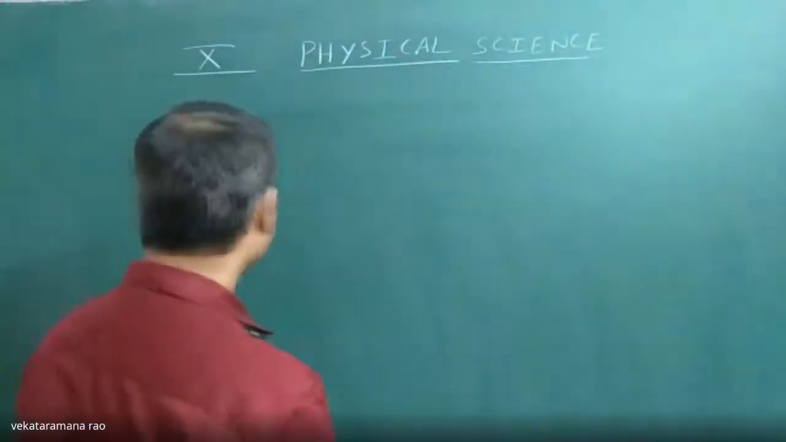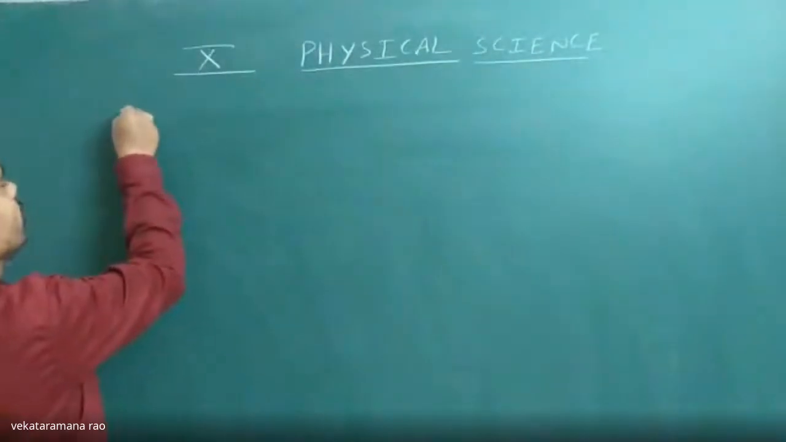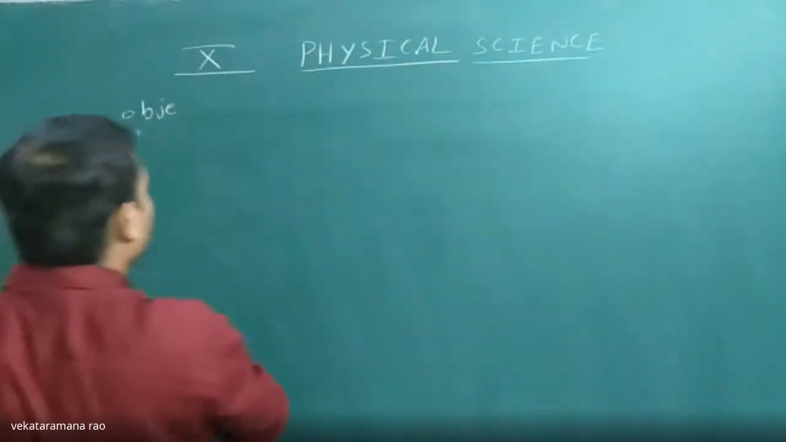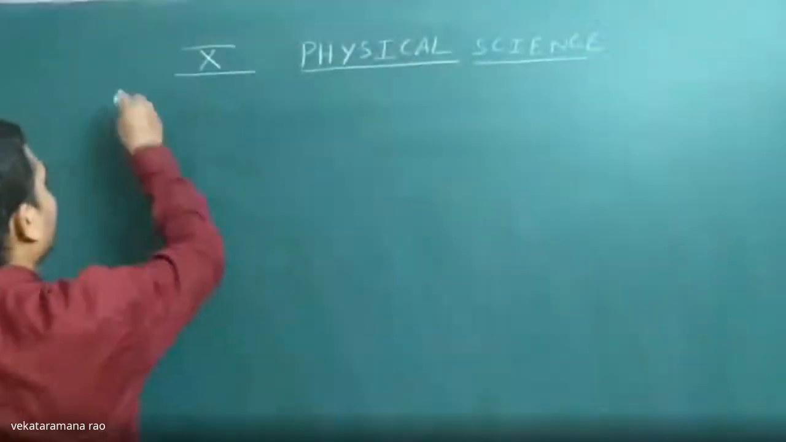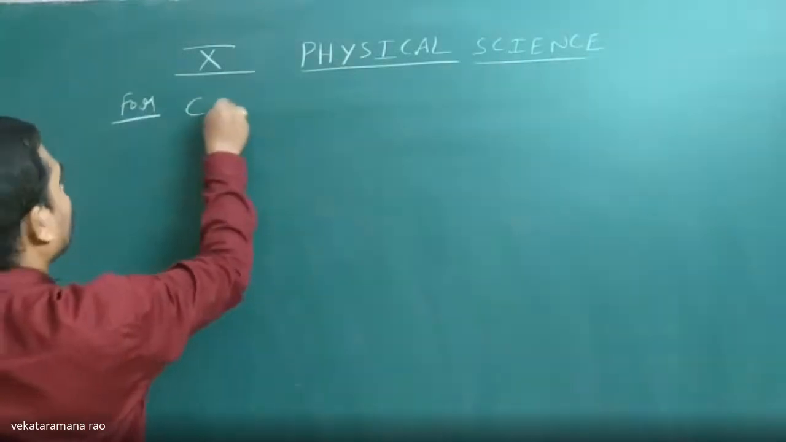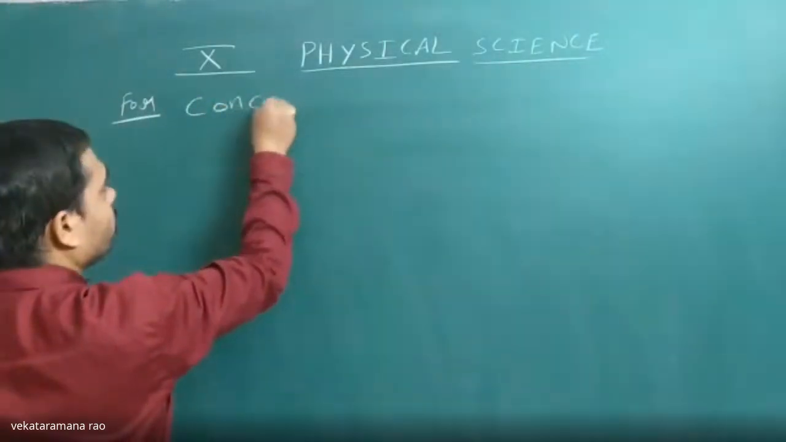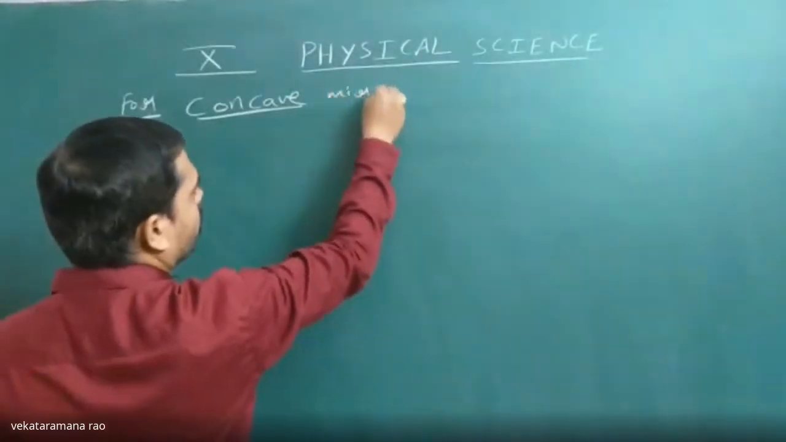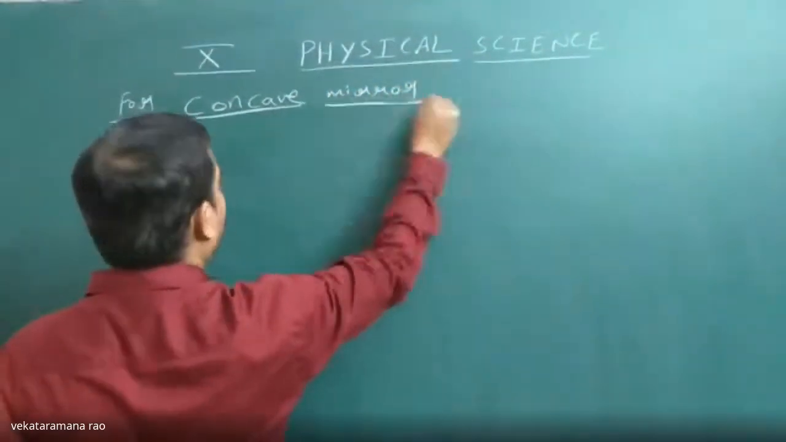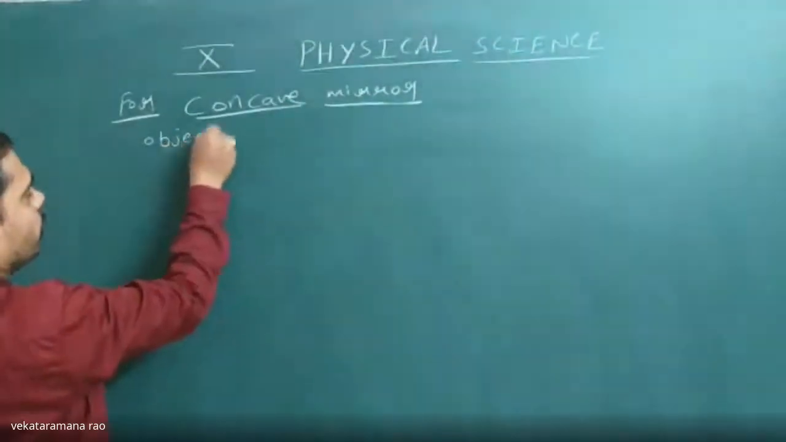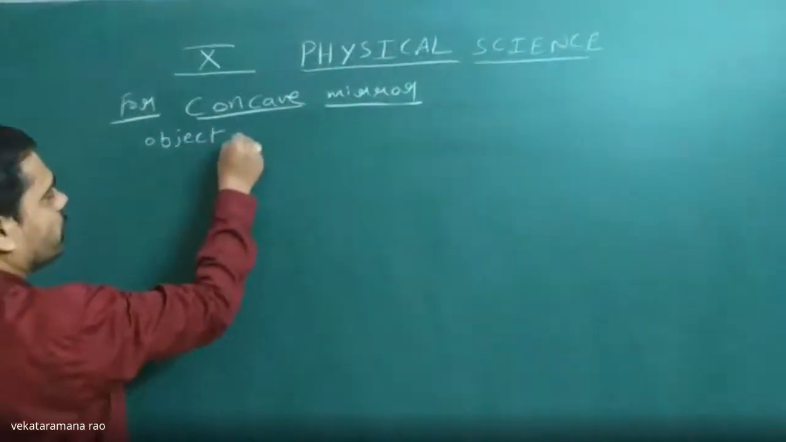So, now the first one is object position. For which mirror is it? First of all, for the concave mirror. Object position.